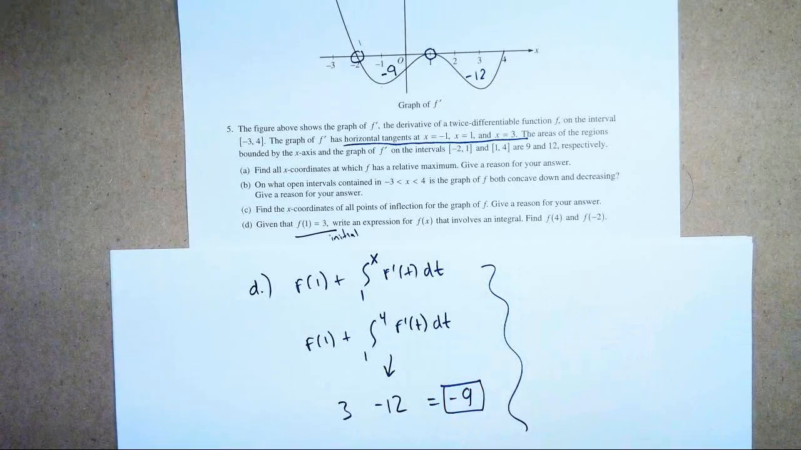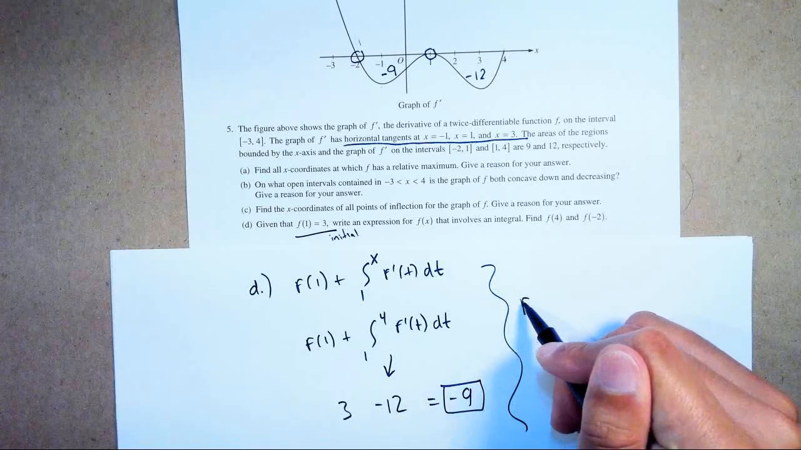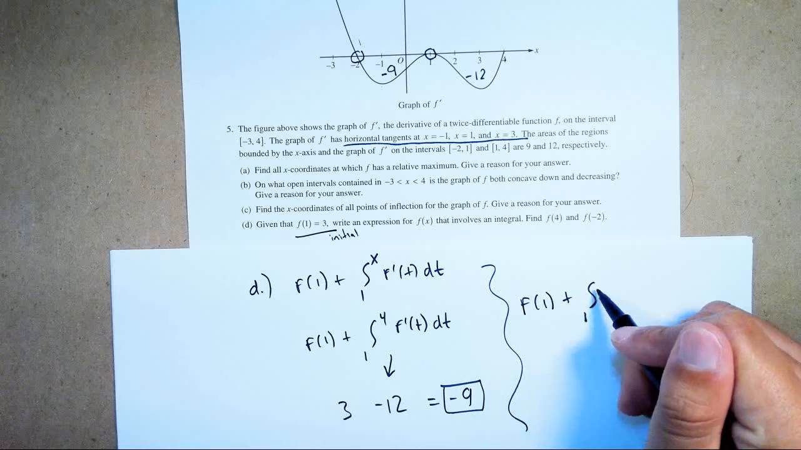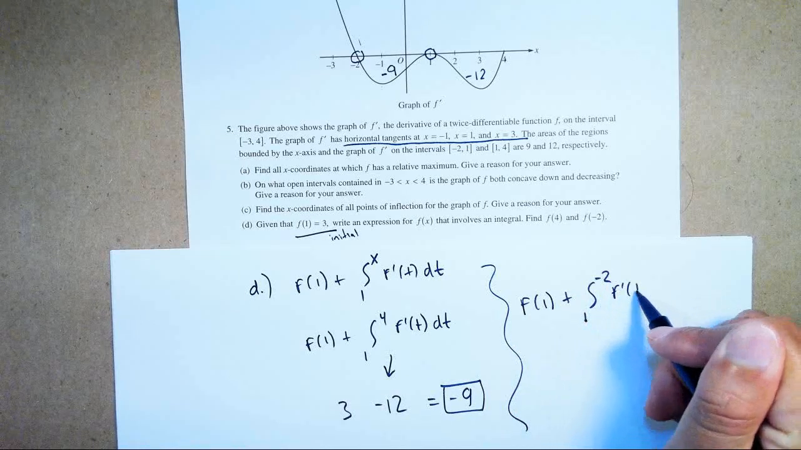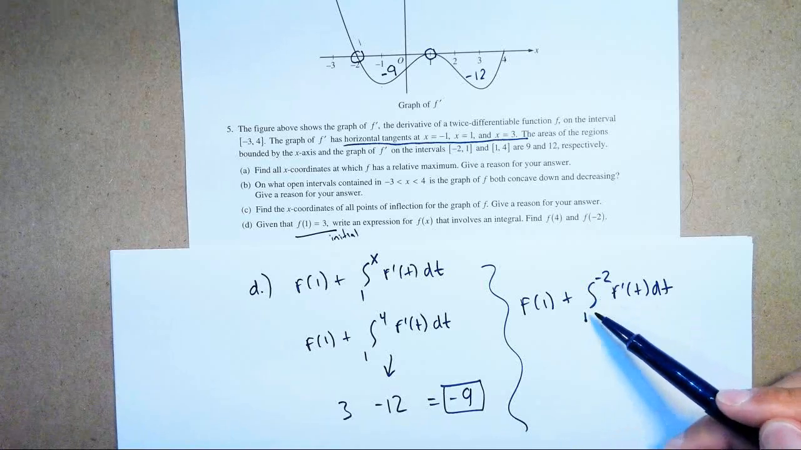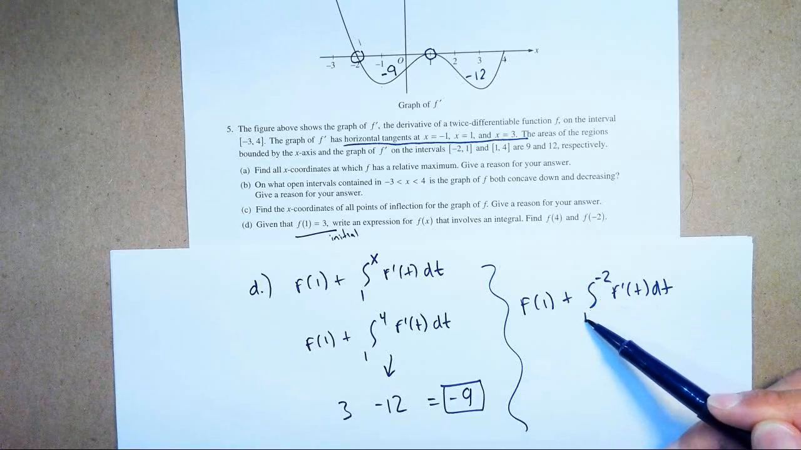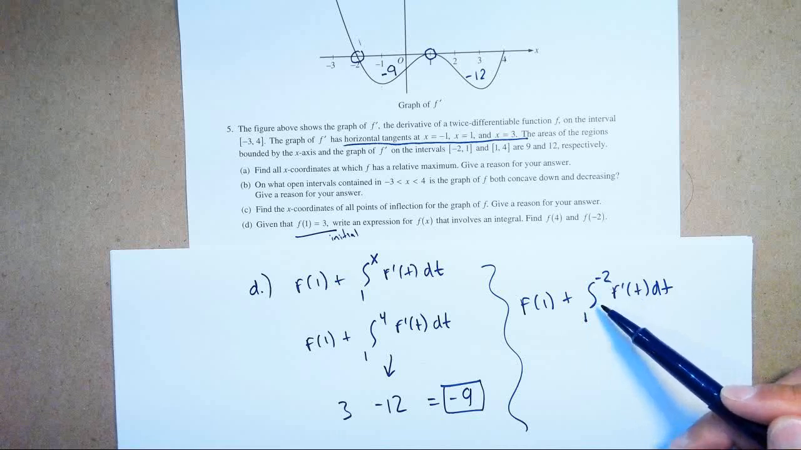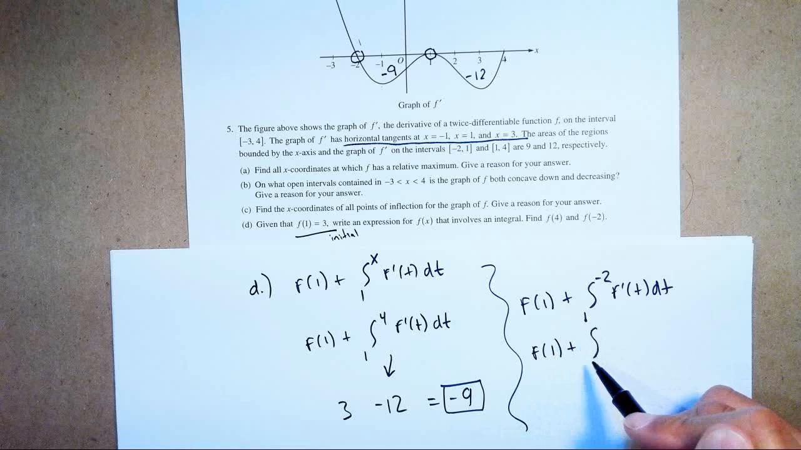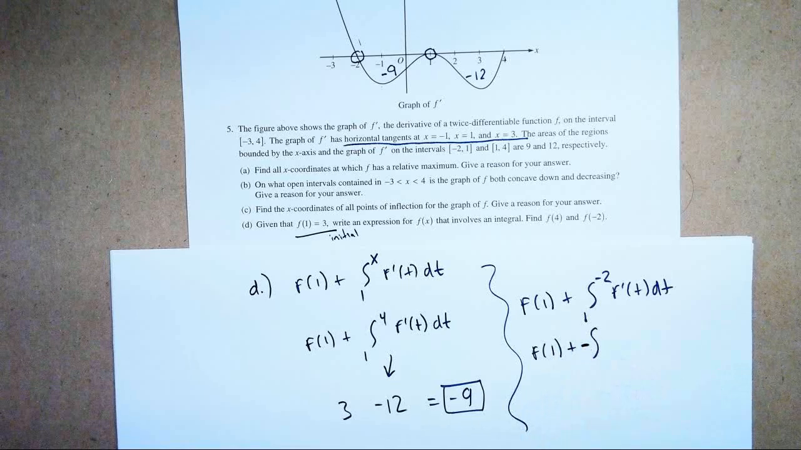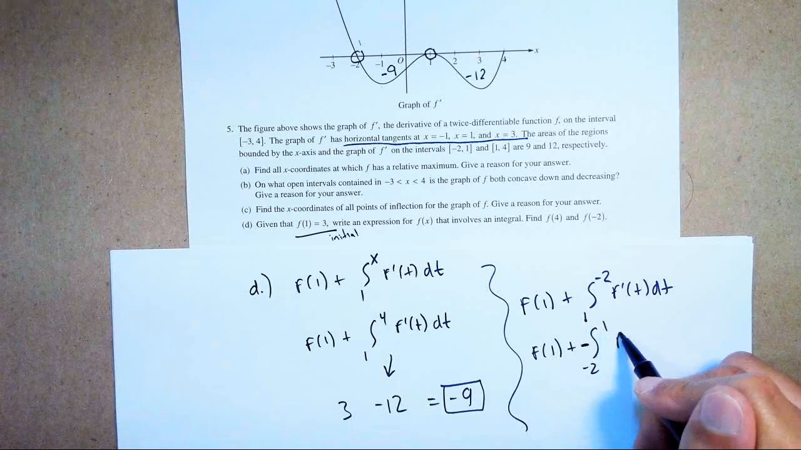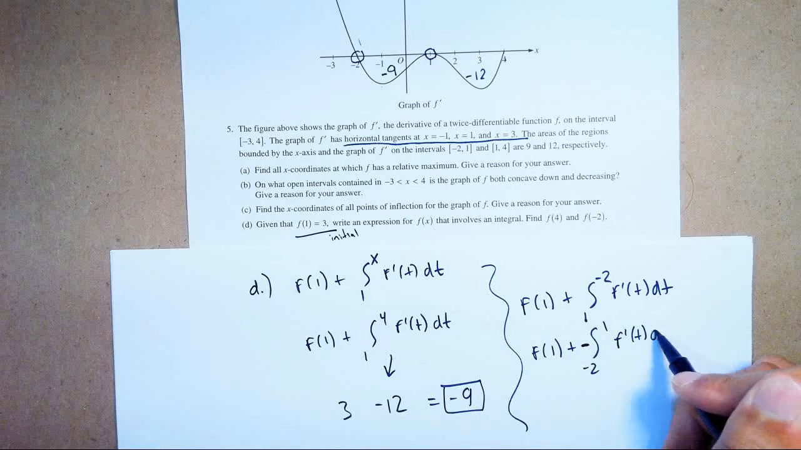Well, f of negative 2 is the same thing. Your initial plus, where am I starting from? I'm starting from 1 all the way to negative 2 of f prime of t. Now, another thing that's confusing is the fact that your bounds are different. 1 isn't really lower than negative 2. It should be the opposite way. So what you do is just flip it. And when you flip it, you're going to actually take a negative on the outside. And then put negative 2 to 1 of f prime of t dt.